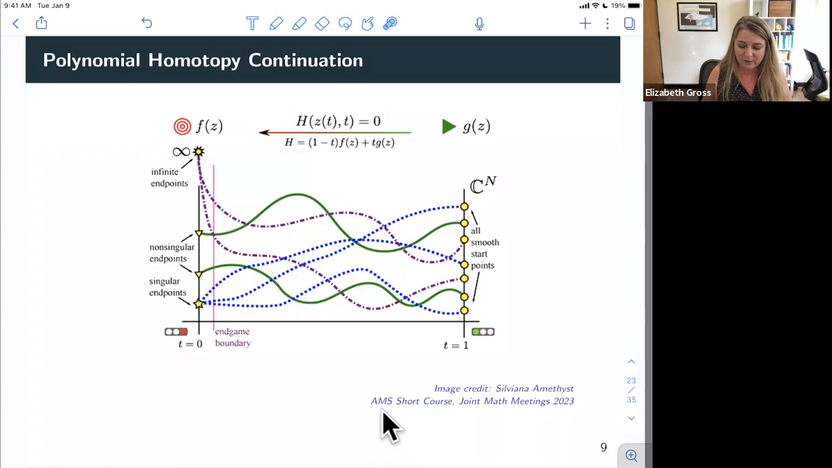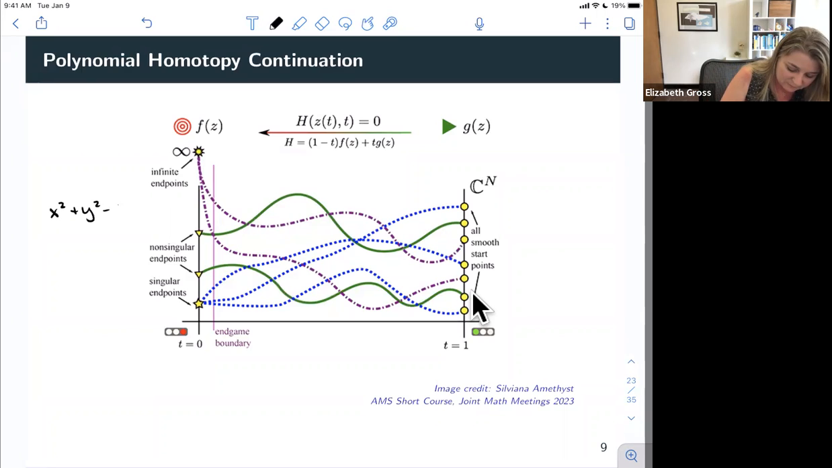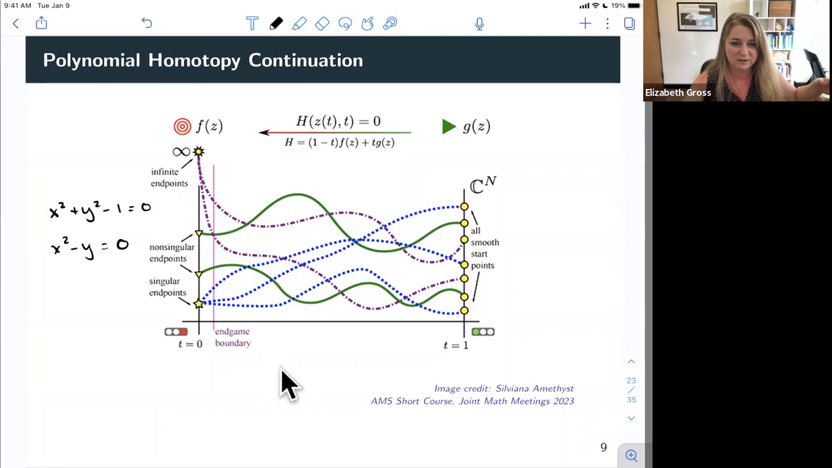For those of you that haven't seen polynomial homotopy continuation, the idea is you start with, let's say, the system that I want to solve over here. Let's start with a pretty easy system. I have a parabola and a circle, and I want to find their intersection points. This is the system that I want to solve, my target system, so you have a little bullseye to tell you that it's the target system.